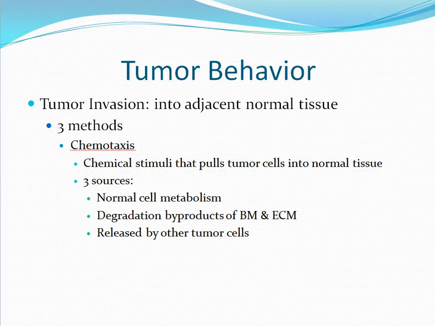The third method is chemotaxis. These are chemical stimuli that pull tumor cells into the normal tissue. There are three sources of these chemical stimuli. One is from normal cell metabolism. Another is from the basement membrane and the extracellular matrix degradation byproducts as the tumor is breaking these down. And thirdly, they can be released by other tumor cells.